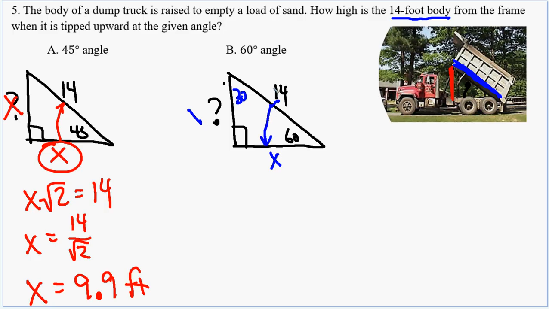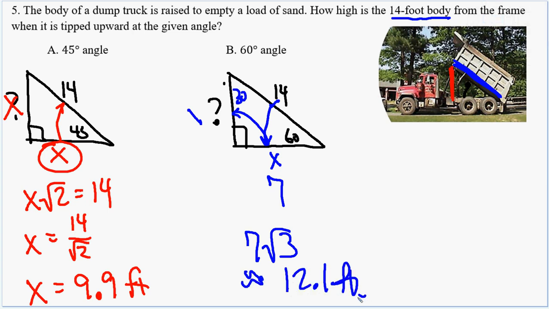That would be down here. That would be half the hypotenuse, 7. And now we're going to jump from the short leg to the long leg. That's where we multiply by root 3. So it'll be 7 times the root of 3. And on a calculator, that would be about 12.1 feet.